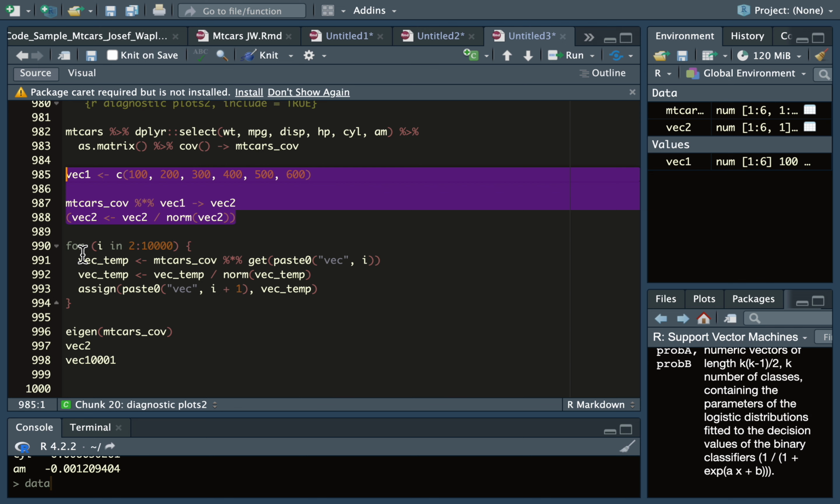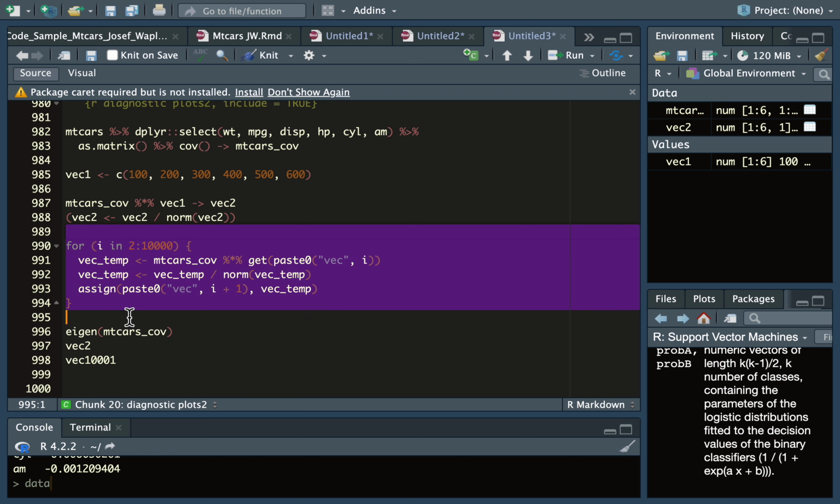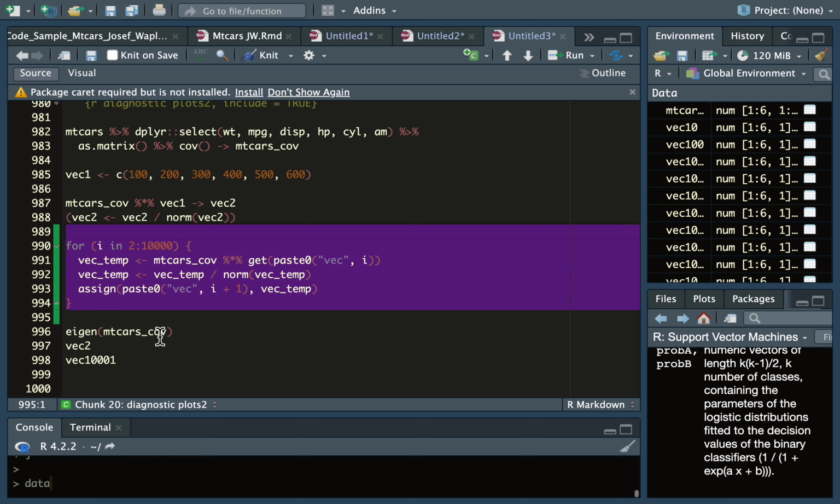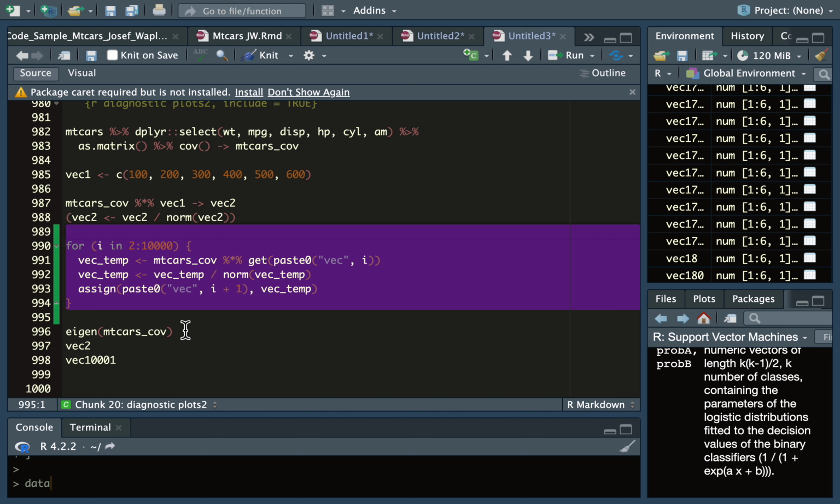After that, I plug vector 2 back into mtcars covariance. So I multiply my original covariance matrix, my square matrix, by my new vector, vector 2, to get vector 3. Then I take my original matrix and multiply it by vector 3. Here I created a for loop that will iterate 10,000 times, which will take just a minute because for loops in R are not super fast.